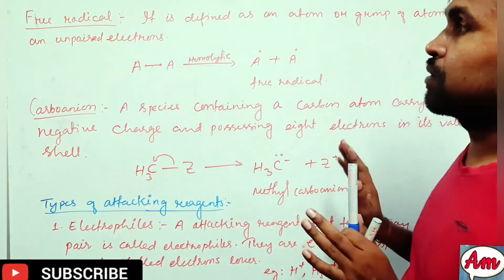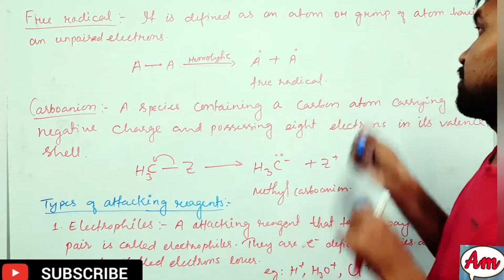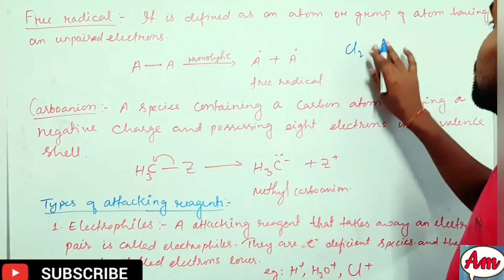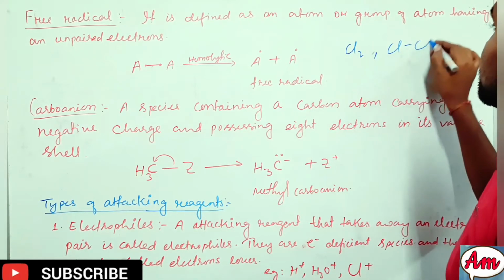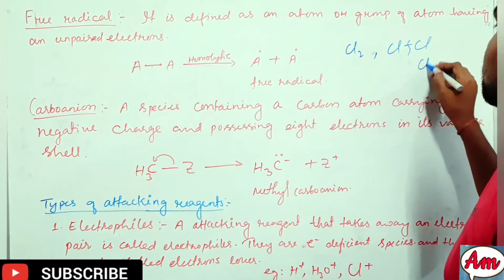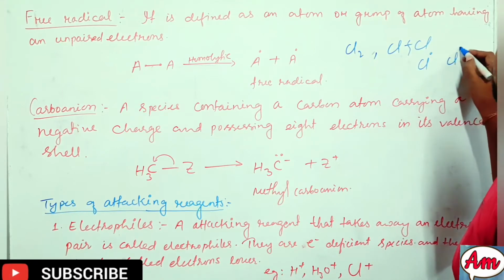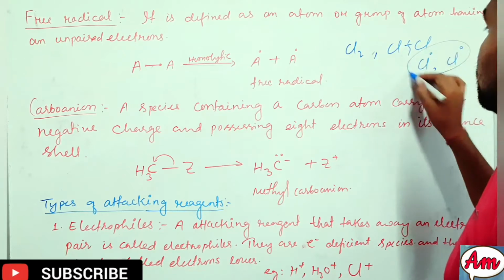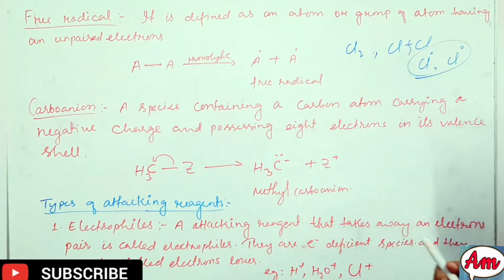It will never occur in heterolytic fission. Homogeneous means the same kind of compound, like Cl2. If you draw the bond for Cl2, Cl, Cl, when the bond is broken, it will be Cl with 1 electron, and here also Cl with 1 electron. So they are called as what? Free radicals.